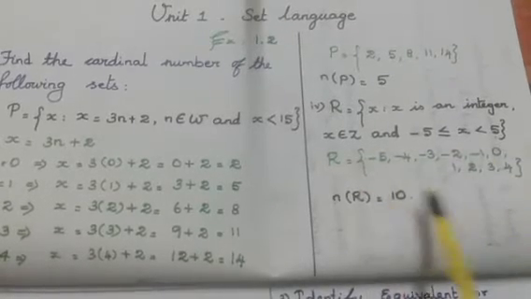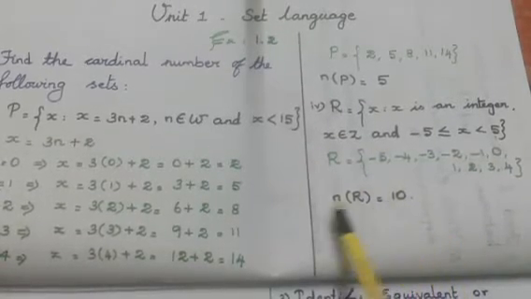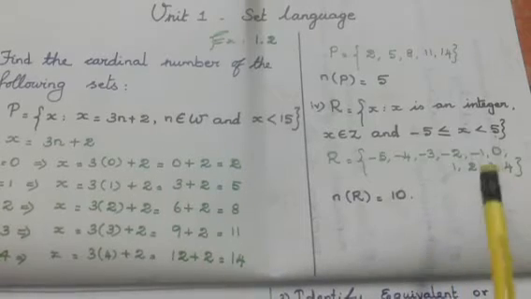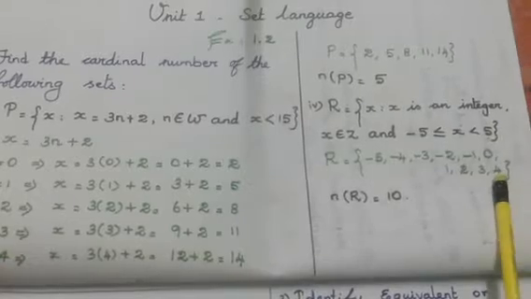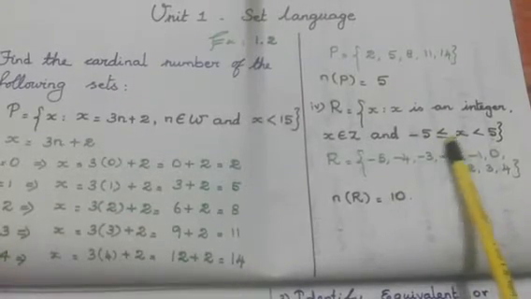So how many elements are there? 10 elements. So n(R) = 10. Do you understand why we start with -5 and stop with 4? Do you understand? Because the equal symbol is here.